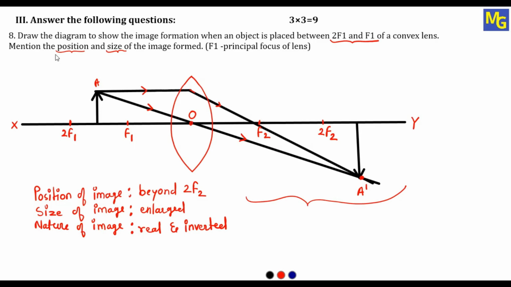Remember, in such type of question, if they ask only position and size, then you should write only position and size. Don't write this nature. This is just for your information I have given in this question. So this is the answer for question number 8. After this we are going to move with question number 9.